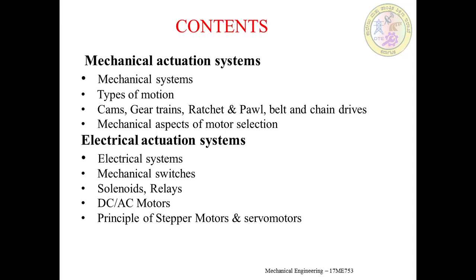In mechanical actuation systems, we will study different mechanical systems, types of motions, cams, gear trains, ratchet and pawl, belt and chain trains, and then mechanical aspects of motor selection. In electrical actuation systems, we discuss electrical systems, mechanical switches, solenoids, relays, DC as well as AC motors, and the principle of stepper motors and servo motors.